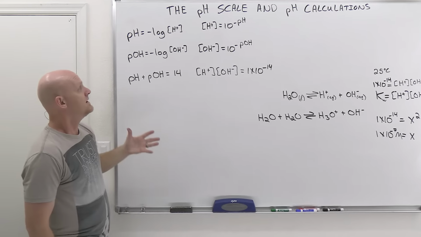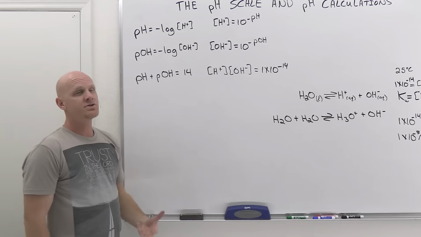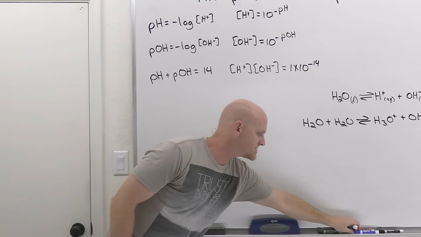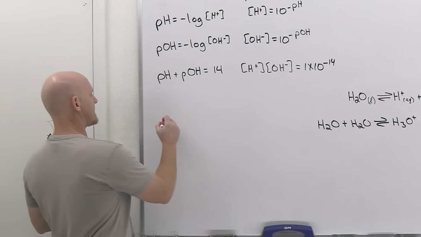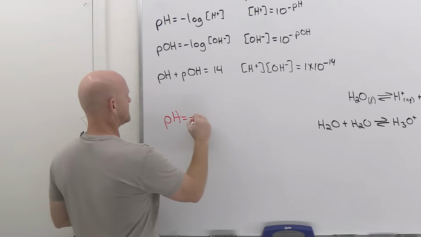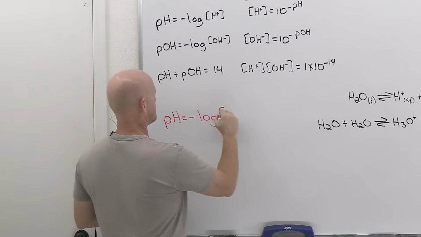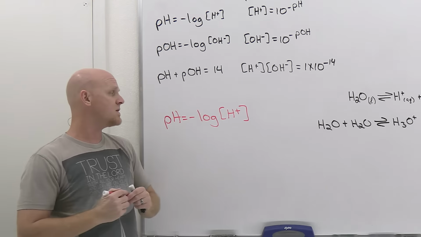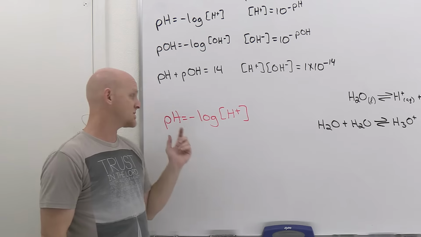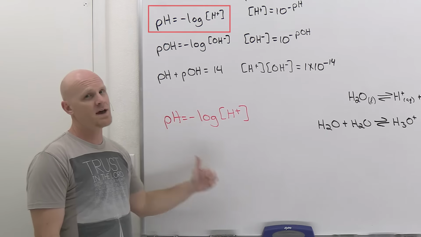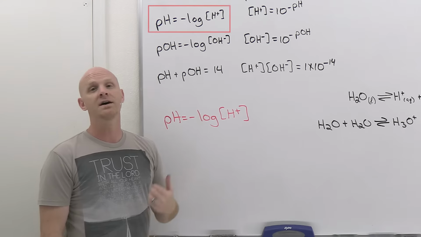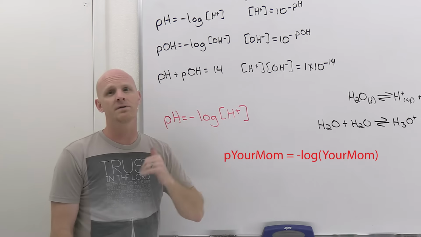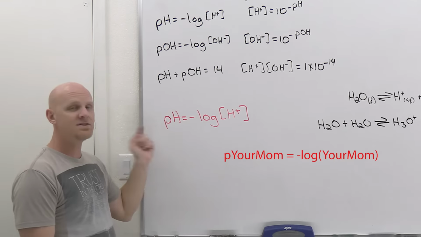All right. So the other side, what if you're given the pH or the pOH and you want to turn that into the H+ or OH- concentration? So again, let's take a look at that pH definition. pH equals negative log of the H+ concentration. You should know that P here just means negative log. If I say pH, negative log of the H concentration. pOH, negative log of the OH concentration. P your mom, negative log of your mom. P just means negative log.